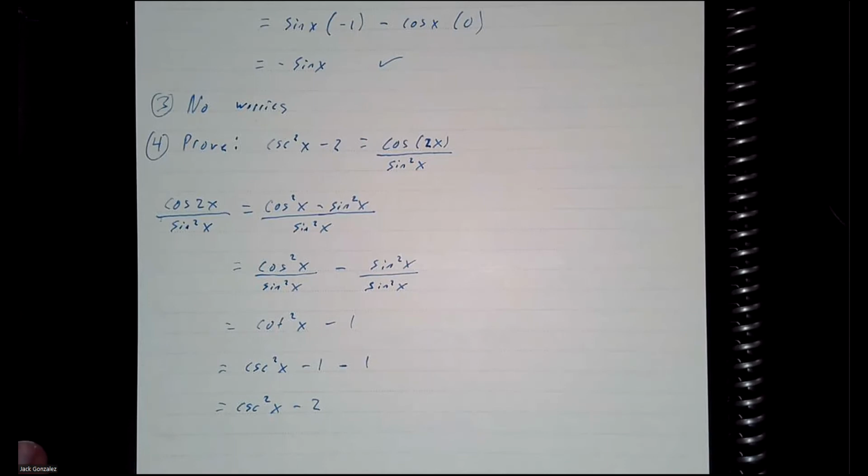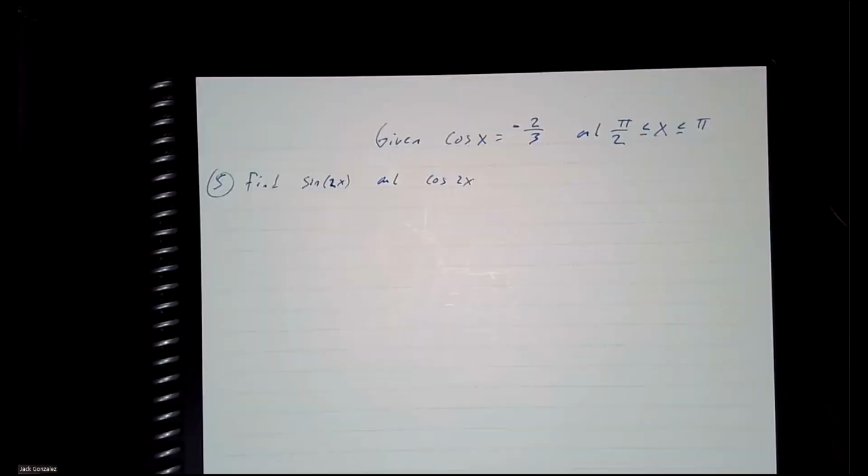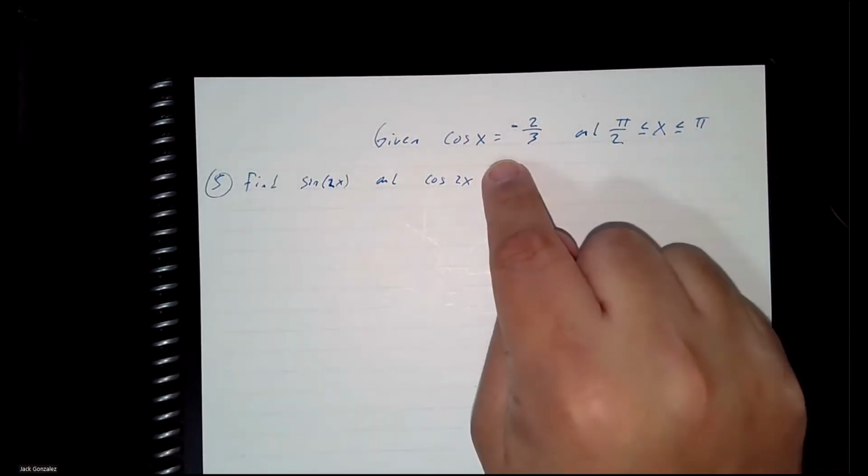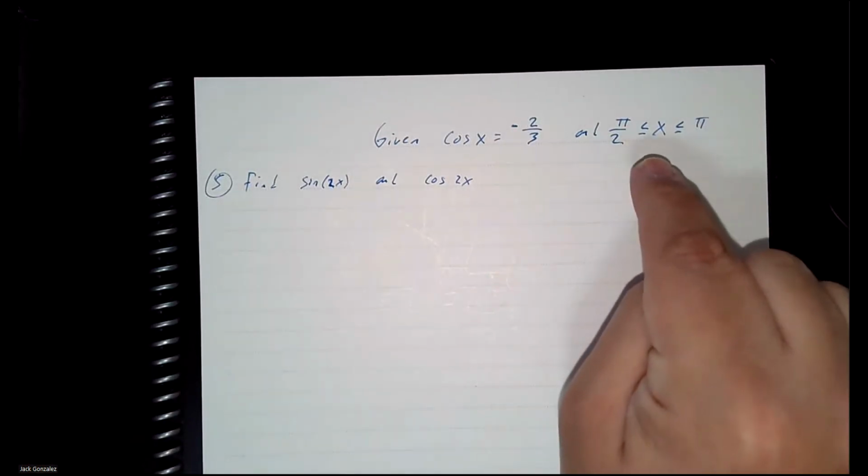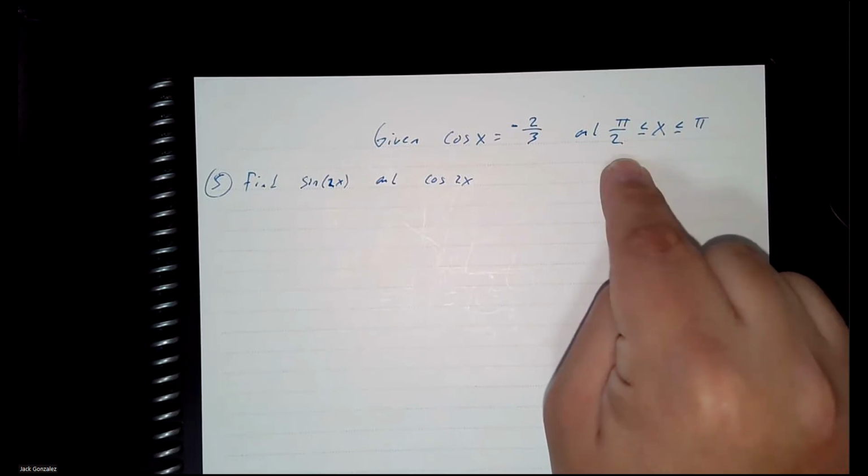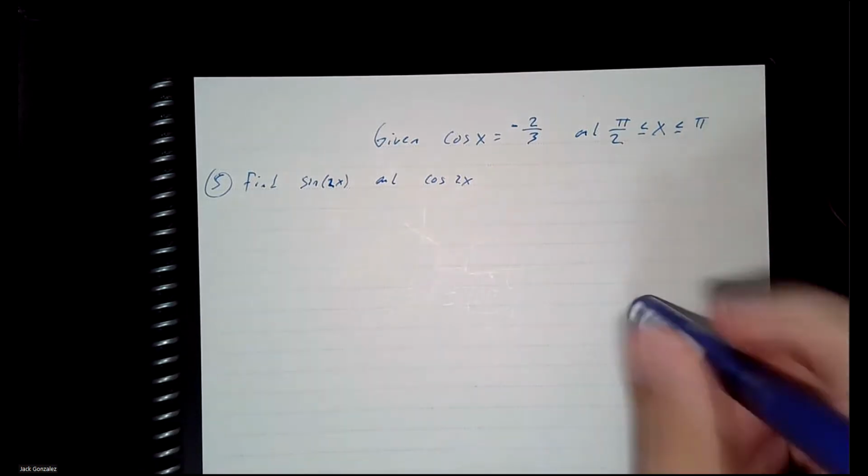All right, let's do number 5. Okay, so given cosine x equal to negative 2/3, and x being between pi over 2 and pi, I wrote that kind of weird.